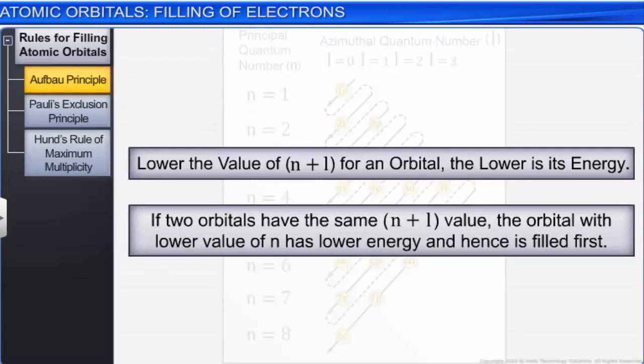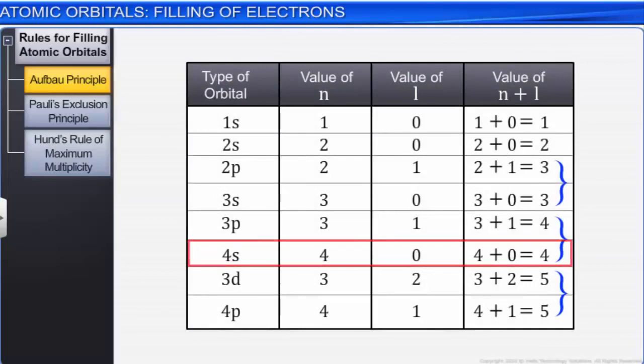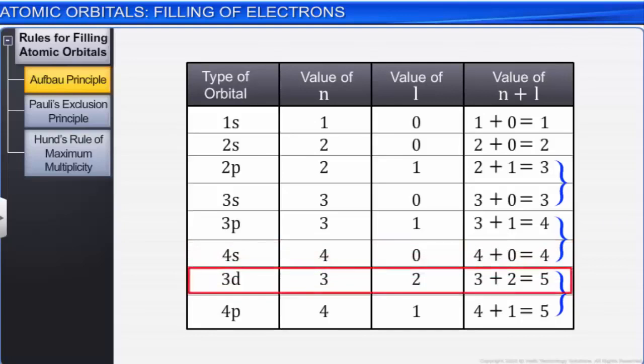For example, for 4s orbital, the values of n and L are 4 and 0 respectively. Hence, the n plus L value is 4 plus 0 equal to 4. For 3d orbital, the values of n and L are 3 and 2 respectively. Hence, the n plus L value is 3 plus 2 equal to 5. This shows that the 4s orbital will be filled first, as the 4s orbital has lower value of n plus L than the 3d orbital has.